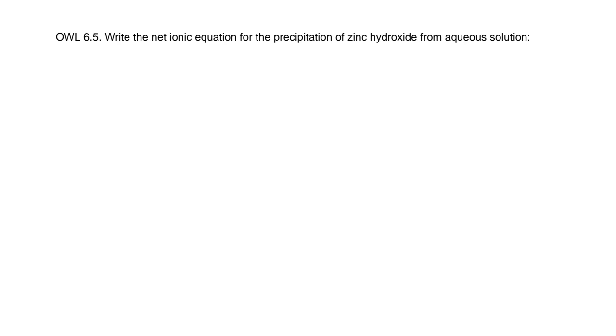In this problem, we're asked to write the net ionic equation for the precipitation of a salt, in this case, zinc hydroxide. So again, formula writing is critical in order to solve this problem. We need the formula for zinc hydroxide. Since it is a precipitation reaction, the zinc hydroxide will be the product of that reaction.